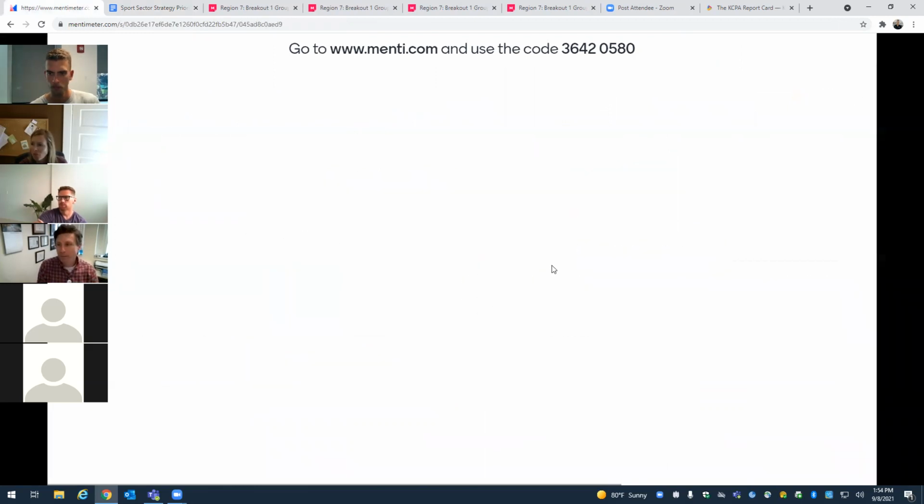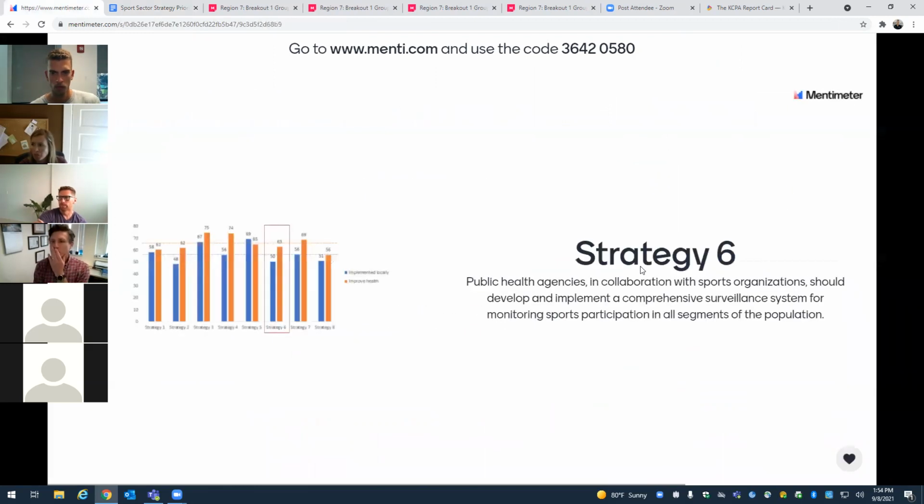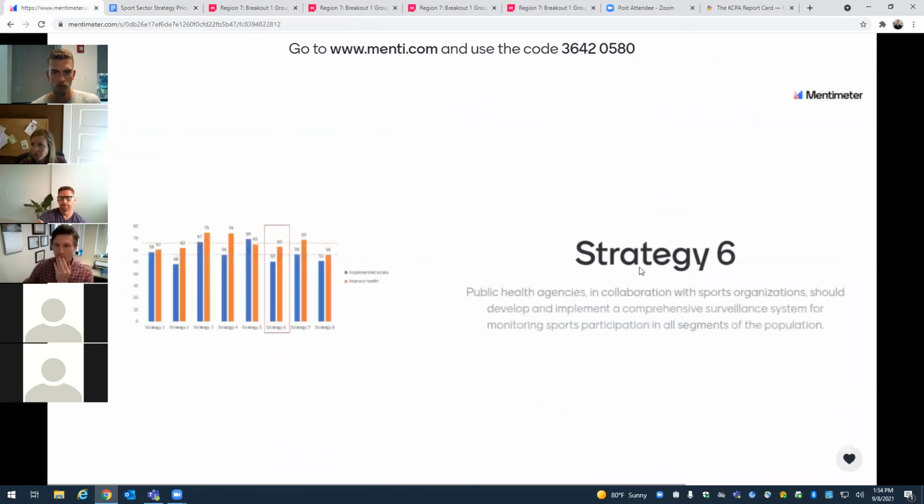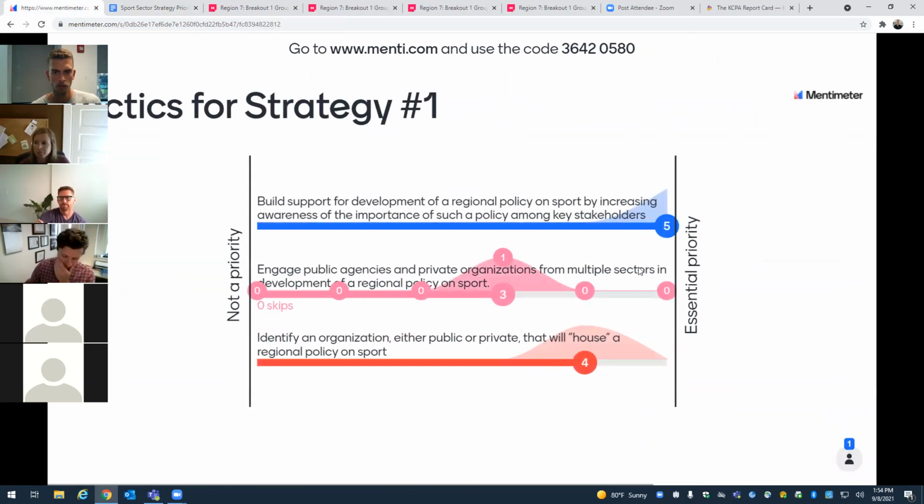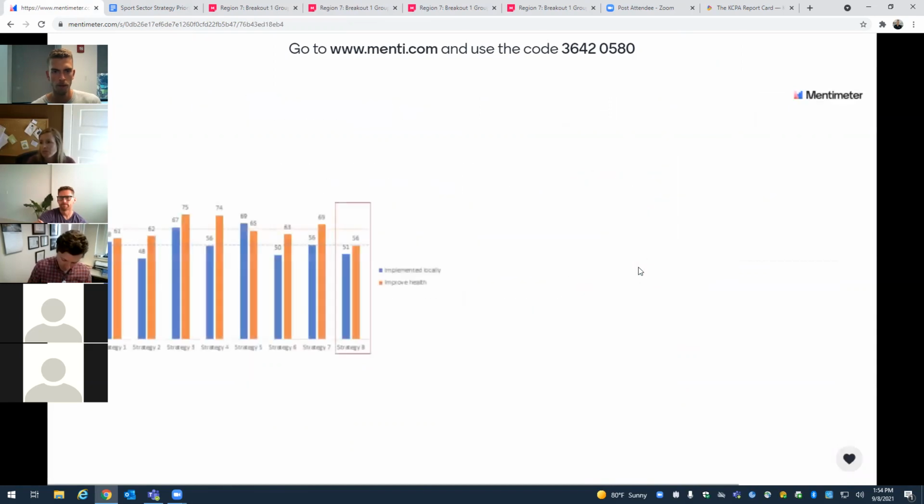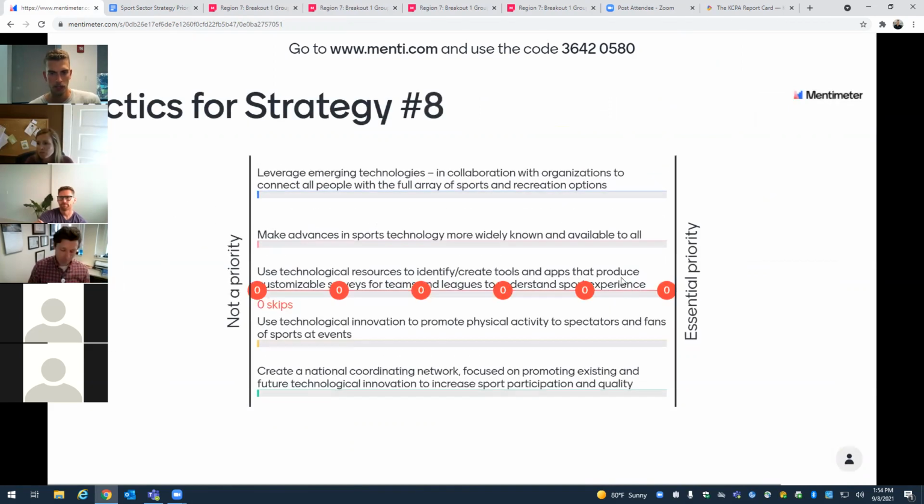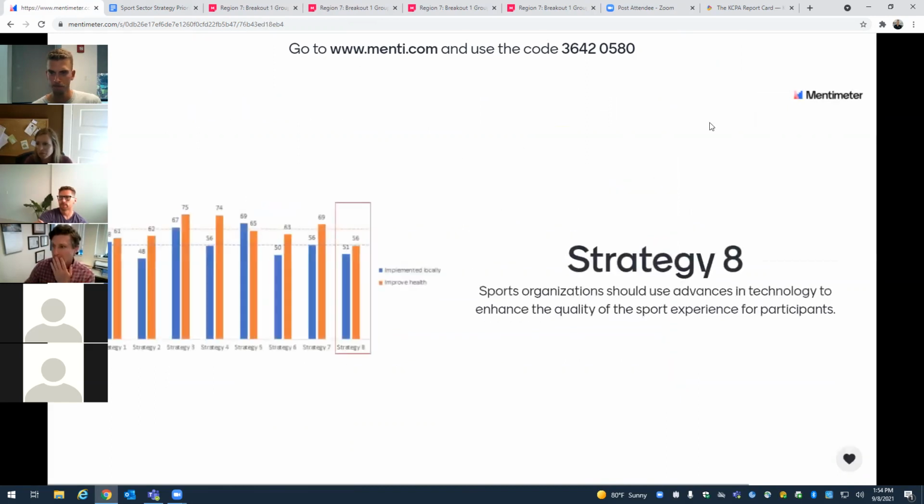All righty. All right, so we'll move on to strategy 8. This is going to be: sports organizations should use advances in technology to enhance the quality of the sport experience for participants.